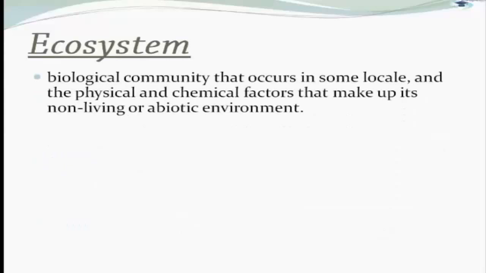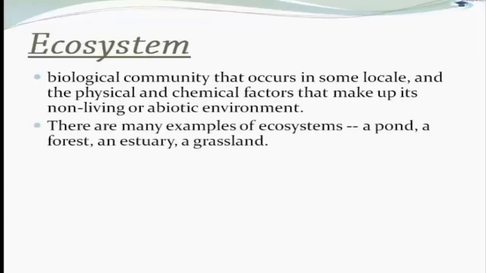Ecosystem is also a biological community that occurs in some location, and the physical and chemical factors that make up its non-living or abiotic environment. There are many examples of ecosystem. For example, we have the pond, the forest, estuary, and the grassland.